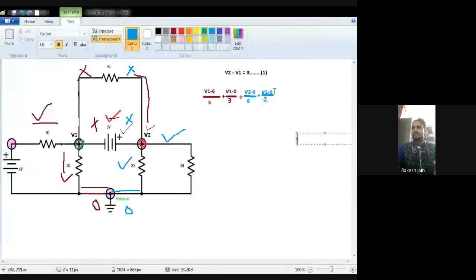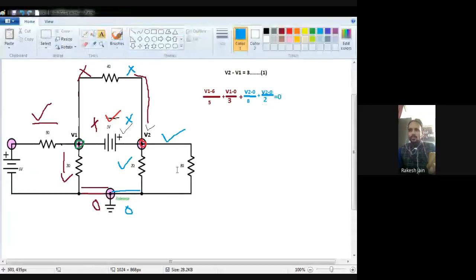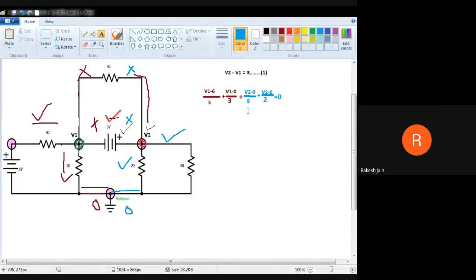Okay, and that will be because all those branches are connected, so that will be equal to 0. So this is my second equation by which I have to solve the question. So how to find out the answer now? By solving these two equations. So what will be the LCM of 5, 3, 8 and 2? Just find out the answer.